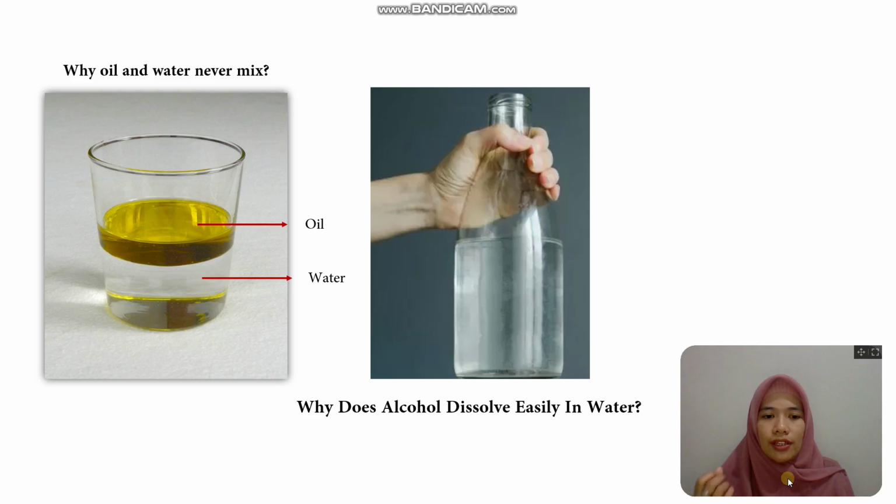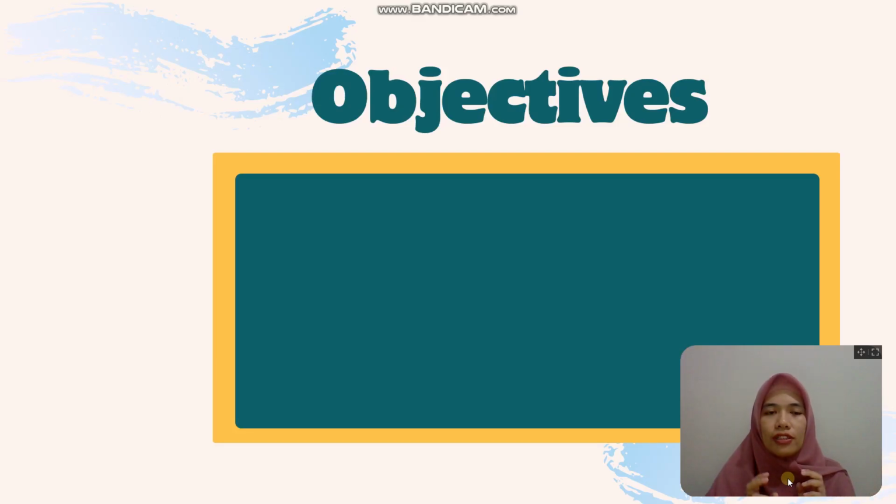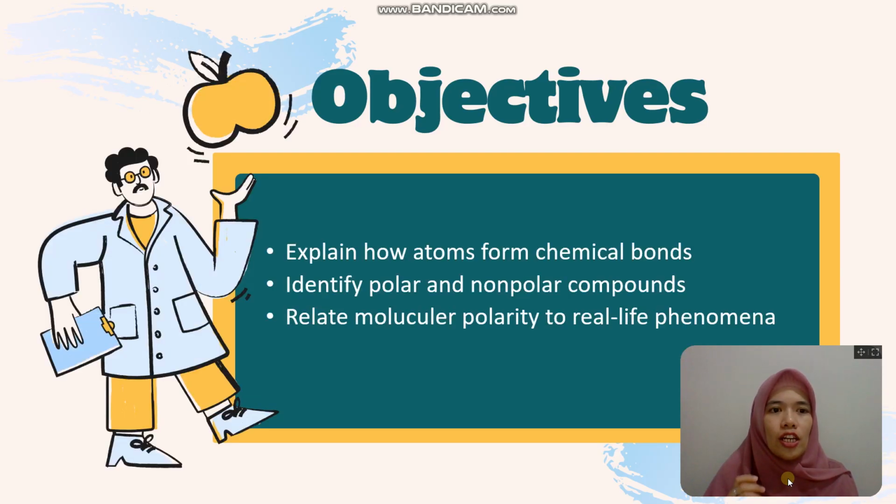Therefore, in today's lesson, we will discuss how atoms interact with one another and how this interaction influences the properties of a substance. Before we move further into the discussion, let us first review the learning objectives of today's lesson. The learning objectives are to explain how atoms form chemical bonds, to identify polar and nonpolar compounds, and to relate molecular polarity to phenomena in everyday life.